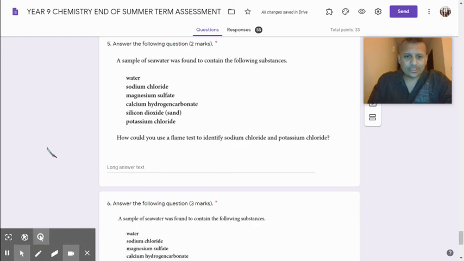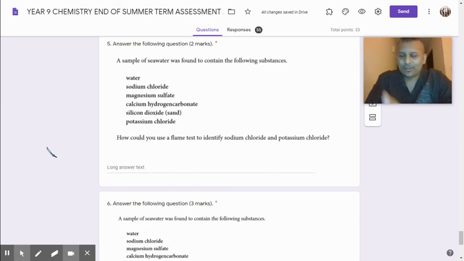If you use a flame test, a lot of people just went into talking about the method, but the question says, how could you use a flame test to identify? That's not the same as describing fully all the steps, the equipment and the apparatus you need to do this flame test. That's not what the question is asking. The question is asking, how can you distinguish between sodium chloride and potassium chloride? Clearly, it's about sodium and potassium. There were some long convoluted answers, but eventually I read through them. They didn't get any credit for the method. If the question wants the method, it will ask you for the method.